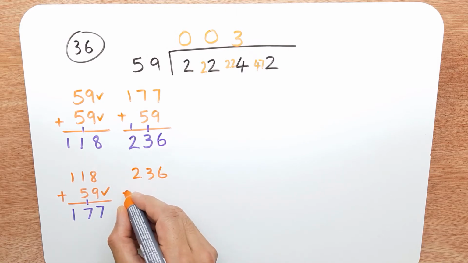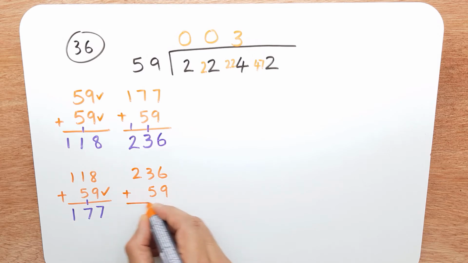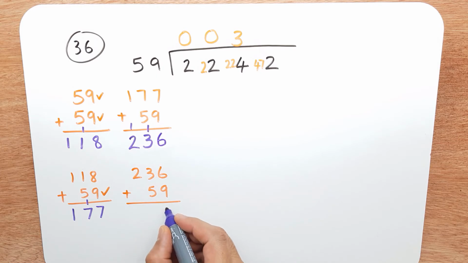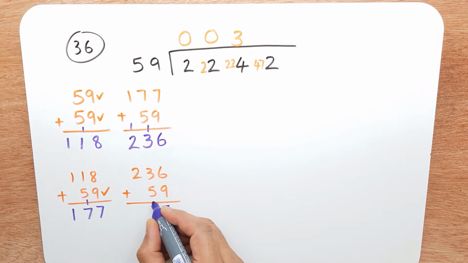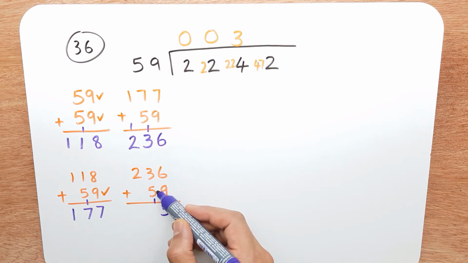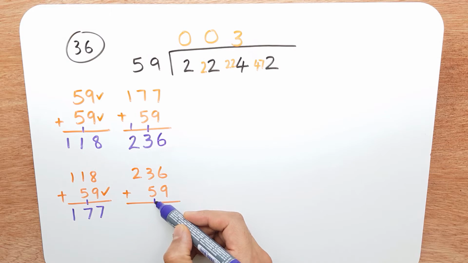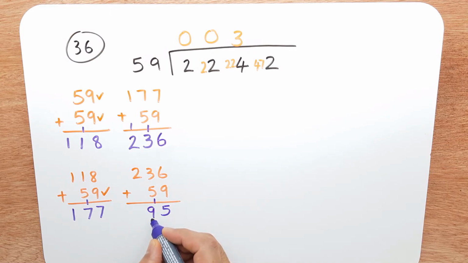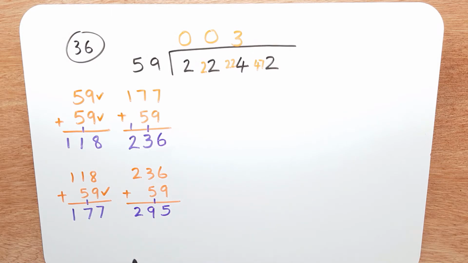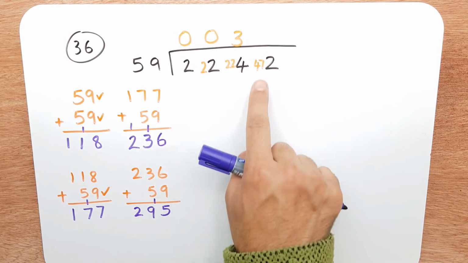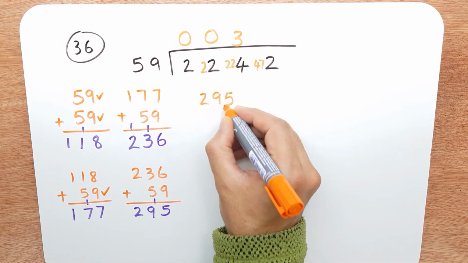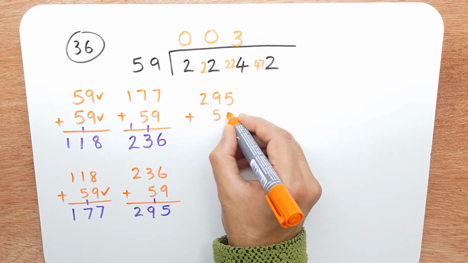236 add 59. 6 add 9 is 15. Put the 5 down. Carry the 1 over. 3 add 5 is 8. Plus the 1 is 9. And then 2 add nothing is simply 2. So we continue on till we get to that number. So now it's 295 add 59.